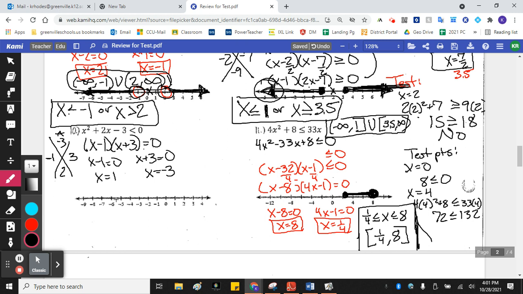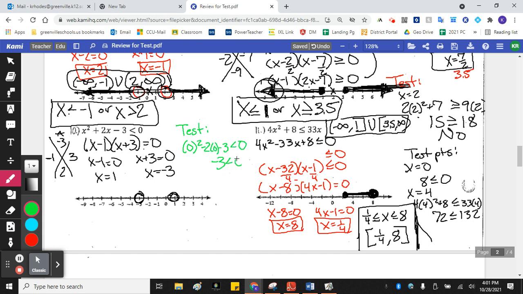Less than 1, open, because it doesn't have an equal to line under it. -3, open, and test points. So I'm going to test 0 because it's easiest. 0 squared minus 2 times 0 minus 3 is less than 0.